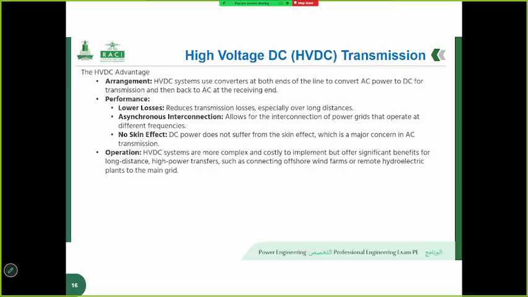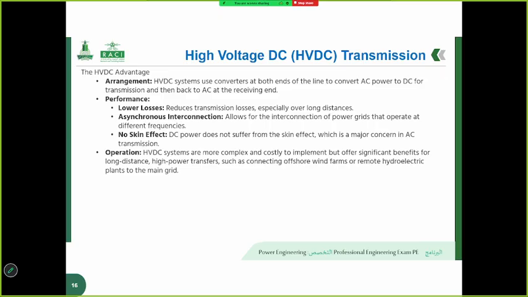So we can use HVDC, and HVDC can connect two power grids that are not synchronized or operate at different frequencies. This is particularly useful for international power transfers or for connecting grids with different operational characteristics. The converter stations act as a buffer, allowing the two systems to operate independently of each other.